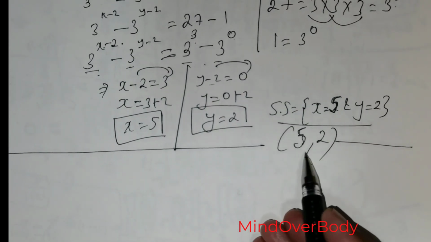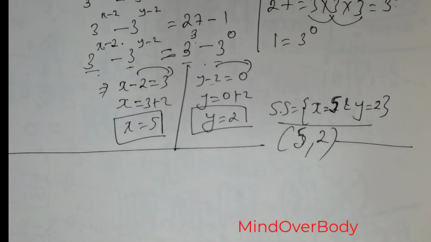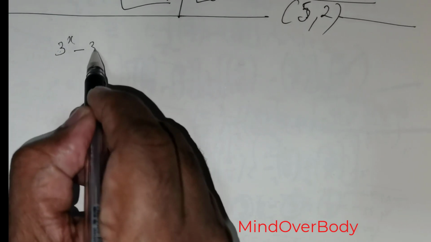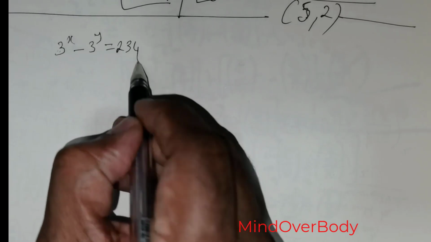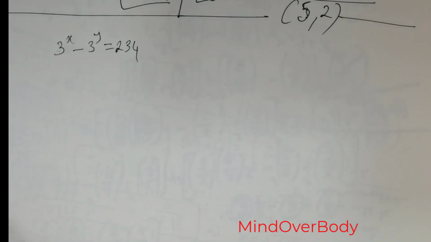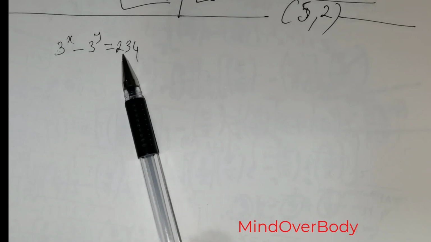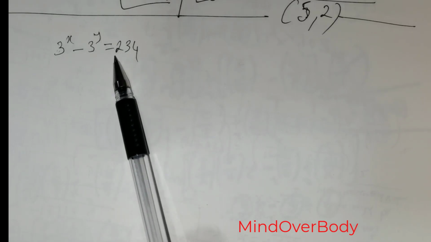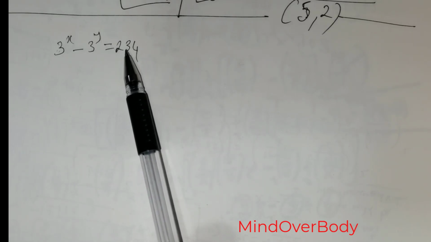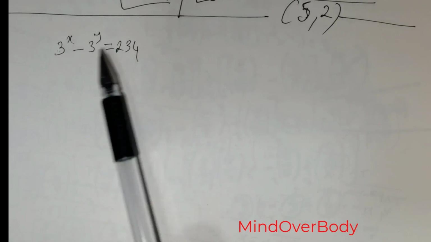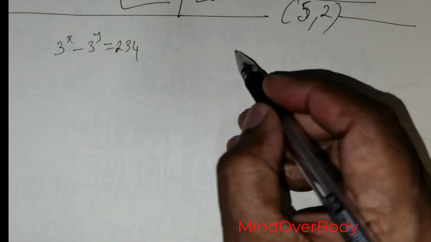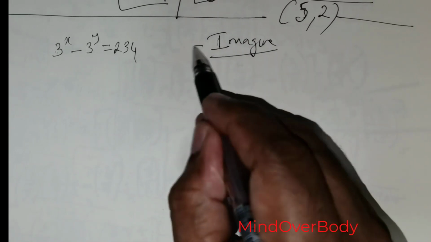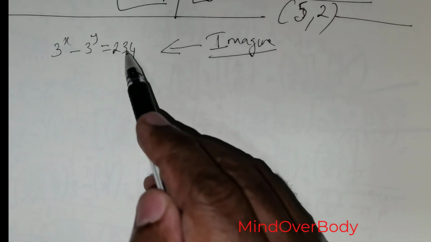Now clearly you can see the same solution was obtained in the previous method also. Now let me show you the third method. Now you got this 3 raised to the power of x − 3 raised to the power of y is equal to 234. Now imagine you have failed to observe that 234 can be expressed as an exponent value of 3, or you are not in a position to decompose the right hand side, so you have missed that first check.